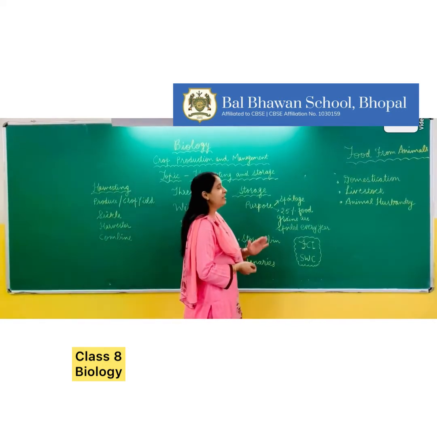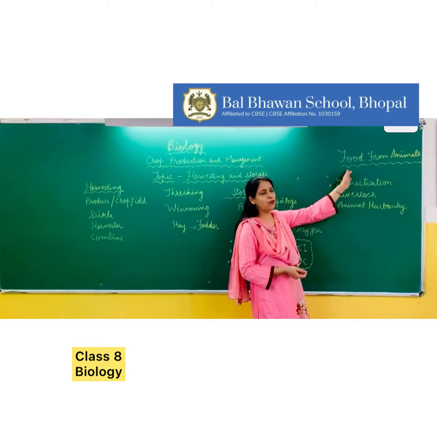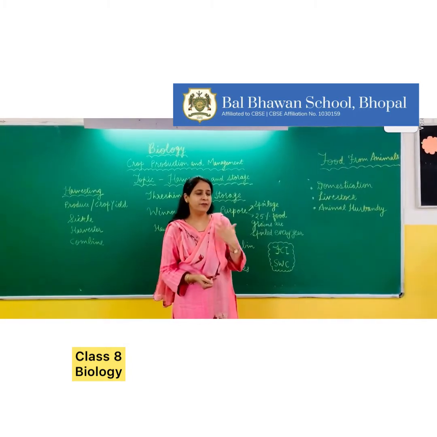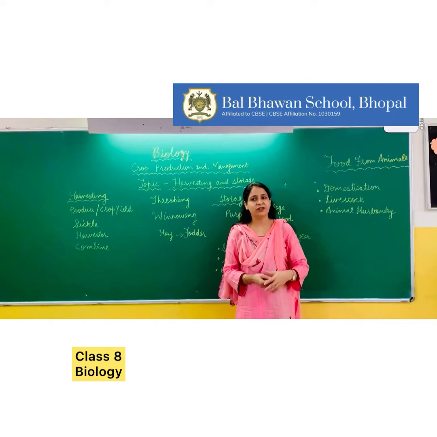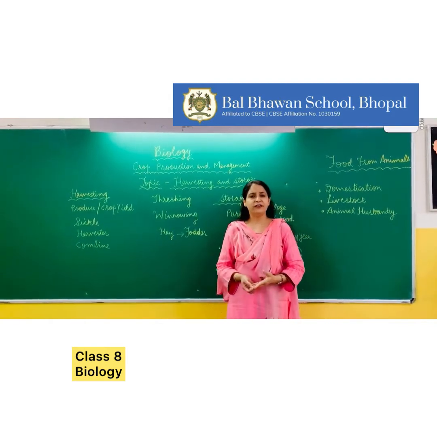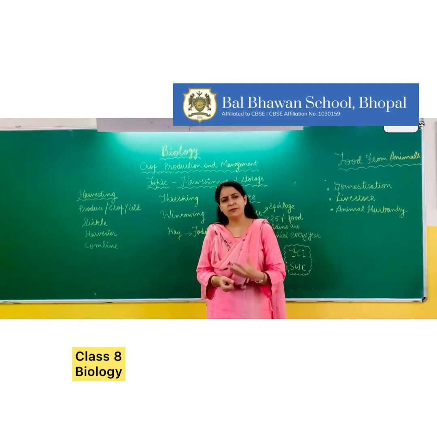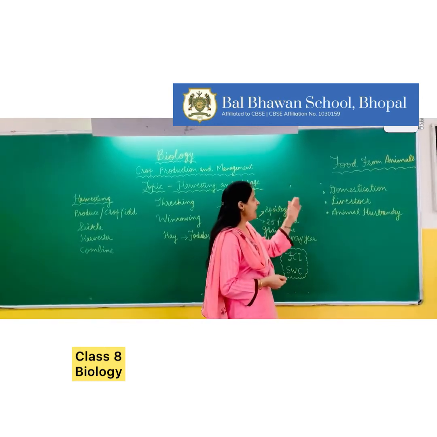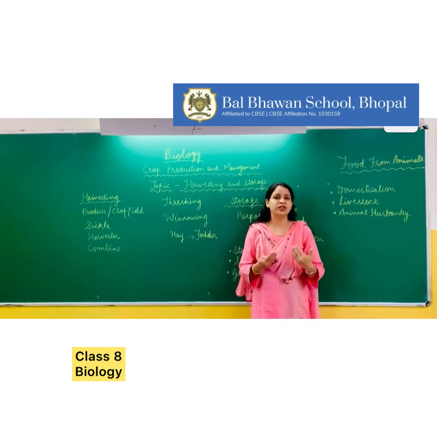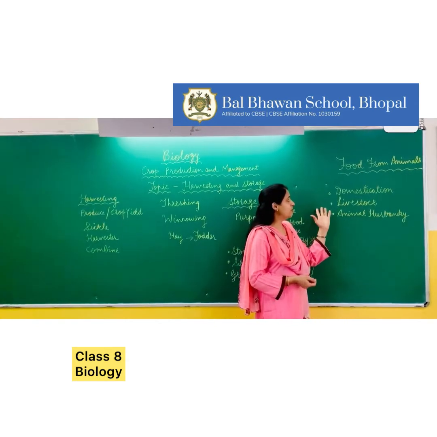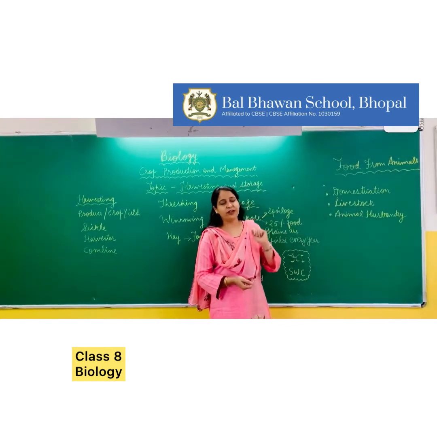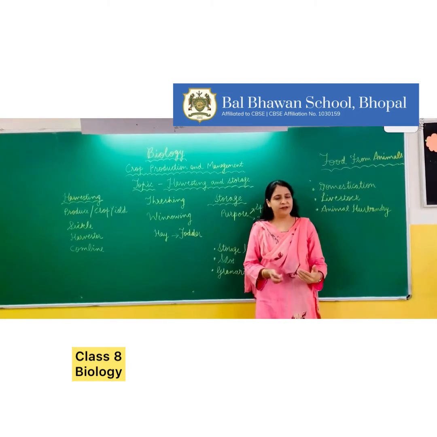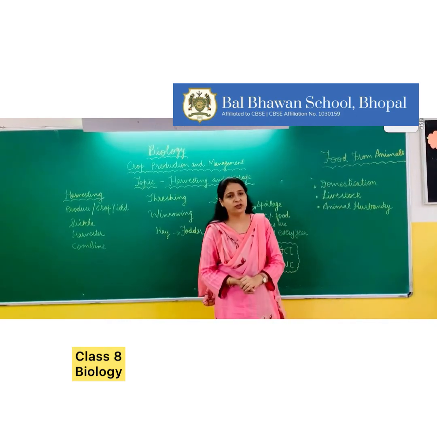Let's come to the last topic of this chapter, that is food from animals. As you all know, animals also play a very important role in our lives. They give us milk, meat, skin and various other products. So animals are very useful for us. The animals which are useful for us, which we keep, are called livestock, which are very helpful for the farmer. Keeping animals for our benefit is called domestication of those animals.